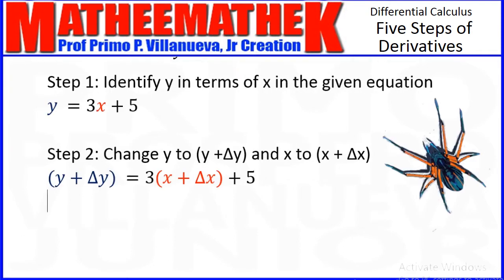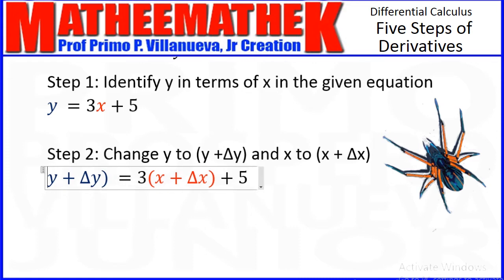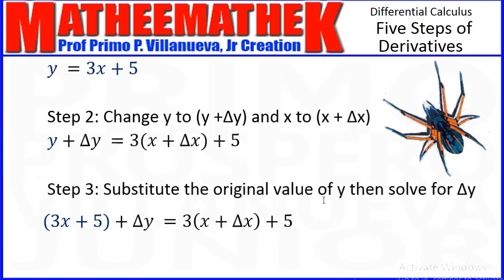Step 2. Change y to y plus delta y and x to x plus delta x. We will have y plus delta y is equal to 3 times (x plus delta x) plus 5. Always remember that in substituting a value, you must enclose them with open and close parentheses. And what we can see now in the left side, by associative property of addition, we can remove the open and close parentheses.